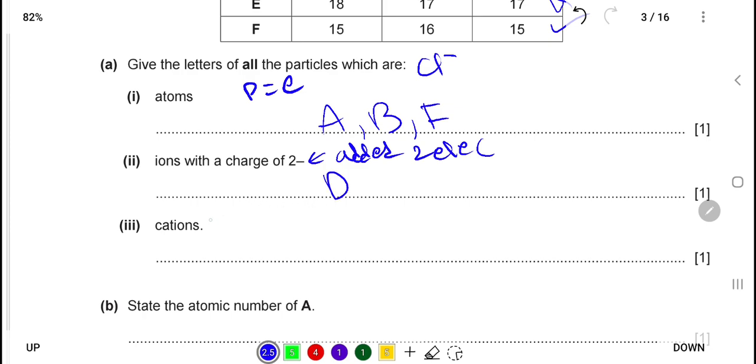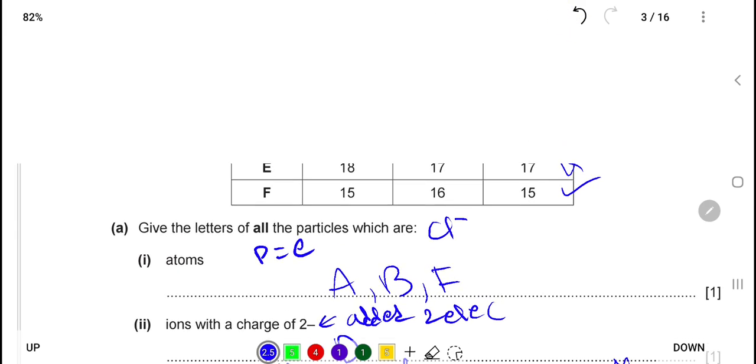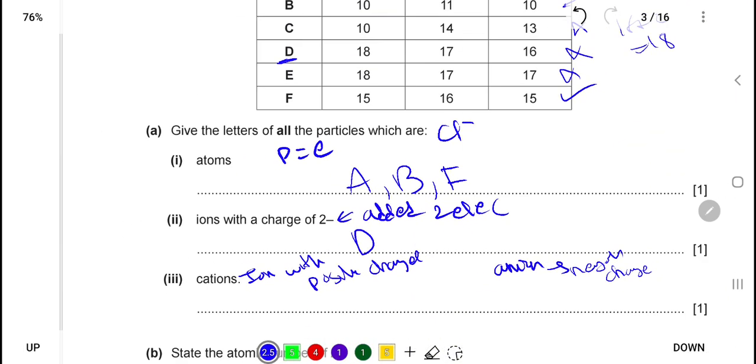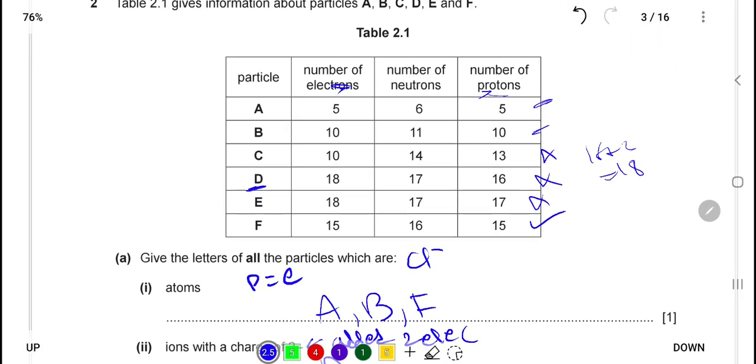Now cations means, whatever you want to say, a cation is an ion with a positive charge, and an anion is the opposite of this, an ion with a negative charge. Okay, so let's see which one has a positive charge.